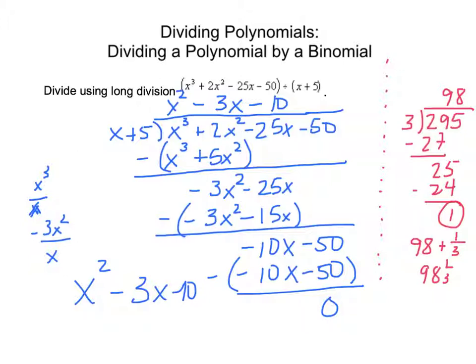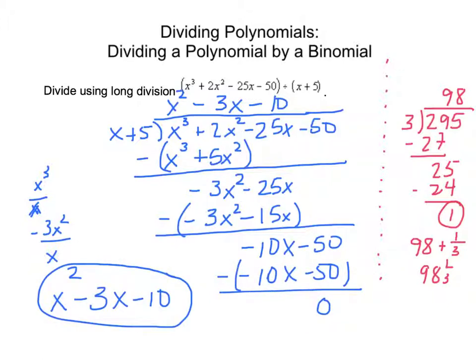Oh, that got messy. Let's try that again. Sorry about that. So the quotient of these two polynomials here at the top of the page comes out to be x squared minus 3x minus 10. Okay, we're going to look at a couple more examples.